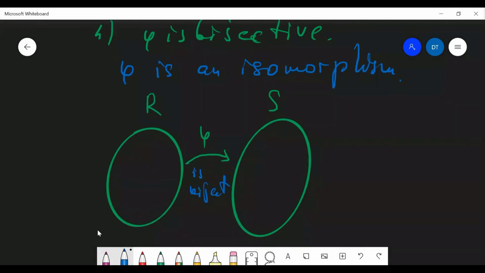It means that the underlying sets R and S are the same. And this bijection preserves the operations. So this simply means that if you take two elements here, you may map them to S and then apply the operations, for example, addition or multiplication. Or you may do it the other way around.